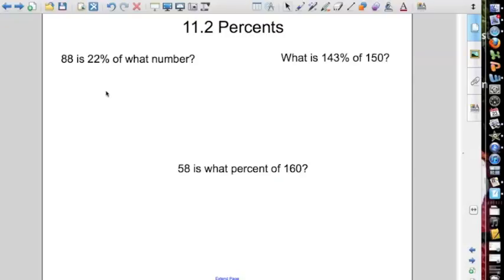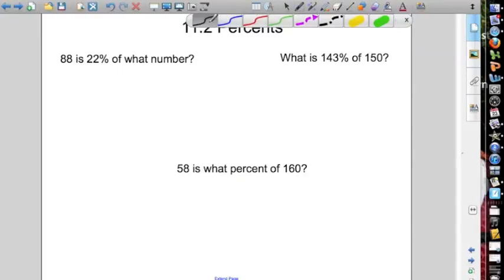The next section that we're going to talk about today is section 11.2 about percents. As we look at percents, we're really only going to work with three types of problems here. The first one that you can see here is 88 is 22% of what number?